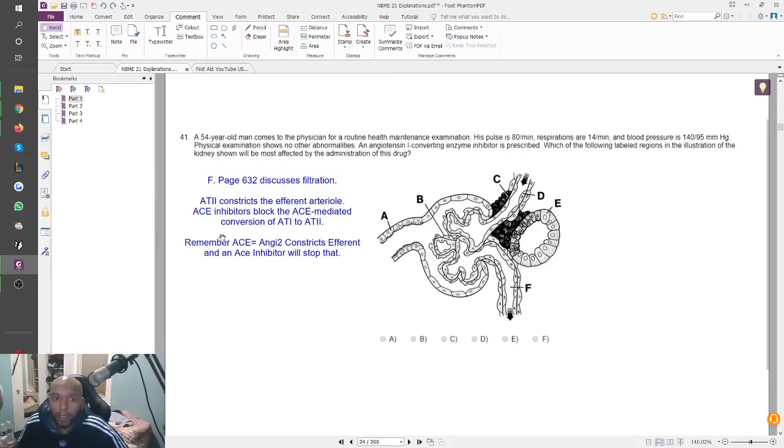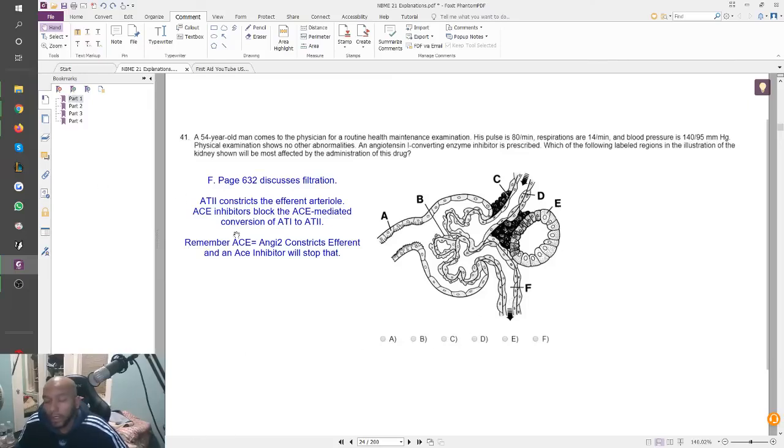And you have to remember, ACE: angiotensin constricts efferent. An ACE inhibitor will stop that. Okay, so the answer was F. No matter what, the efferent will be the one that's affected. You stop the constriction of the efferent, so now the efferent will dilate a little, right, allowing you to have better blood pressure control, sort of.